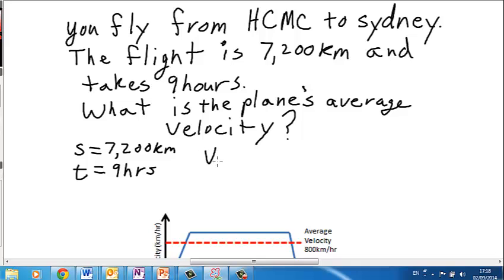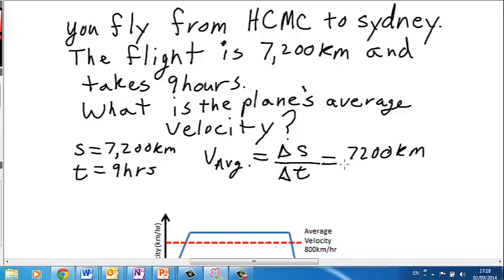So remember, V average is equal to your change in location from one location to the next divided by the total time, your change in time. So I'm traveling a total of 7,200 kilometers, and it's taking me 9 hours. So I have an average velocity of 800 kilometers per hour.